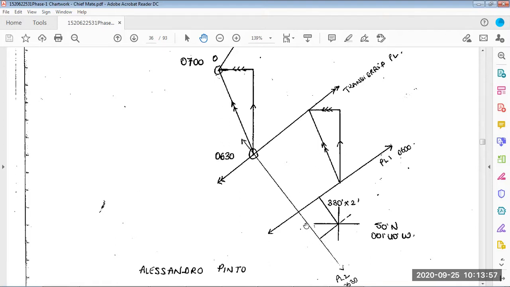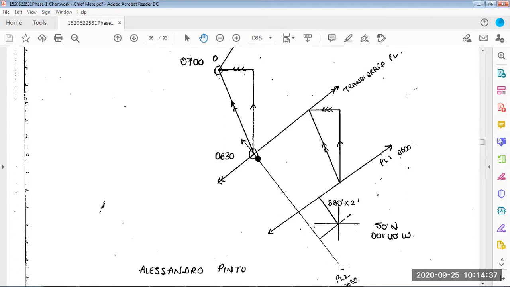Now this question is like a running fix where we have first PL and second PL of different timings, and we have the course to steer and current. So we assume any point from the first PL and we draw the course to steer and we draw the current. Wherever it cuts, that is our EP, and from here we transfer the first PL. So this is the first PL, we transfer here to this EP, and wherever the first PL and second PL cut, that is our running fix. Simple, first case of running fix, second, third case of running fix with current.